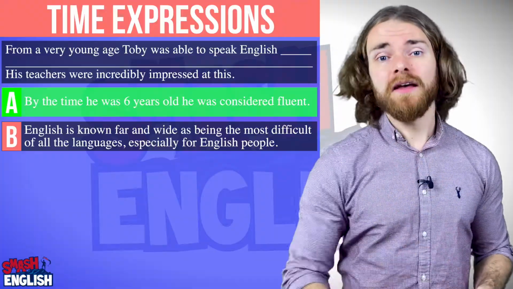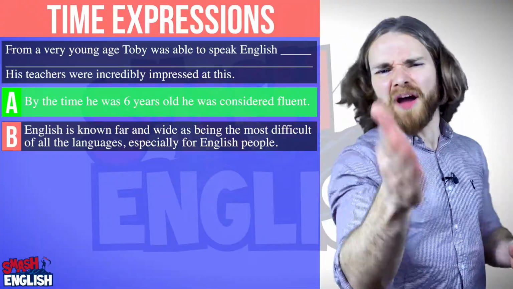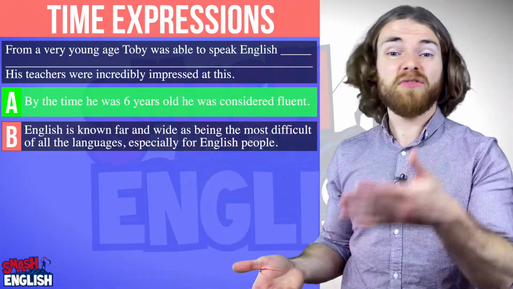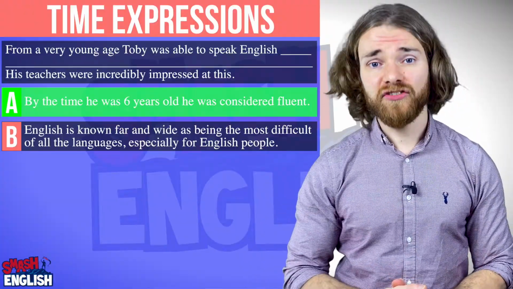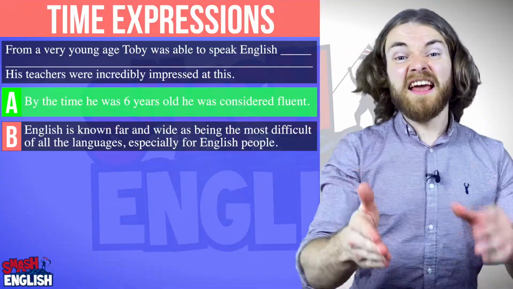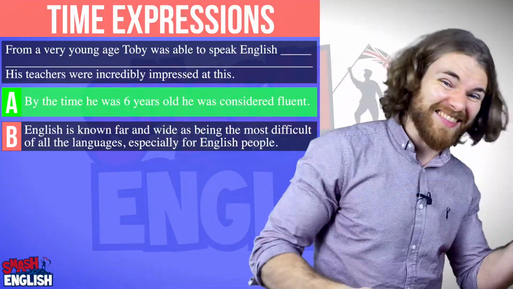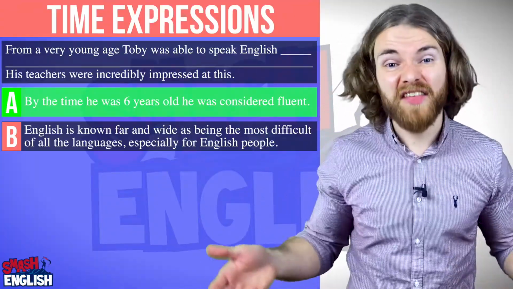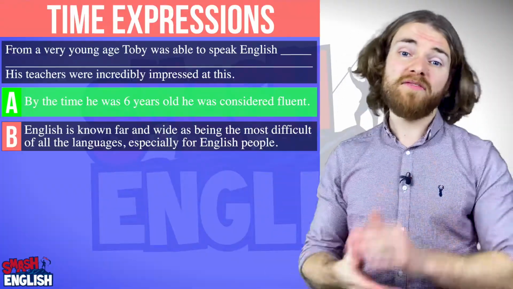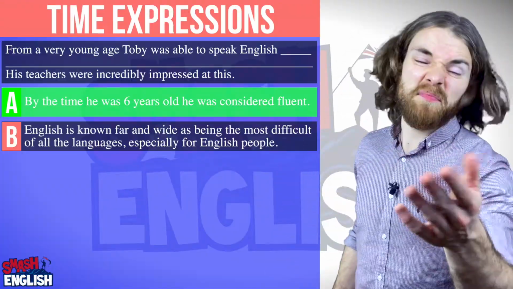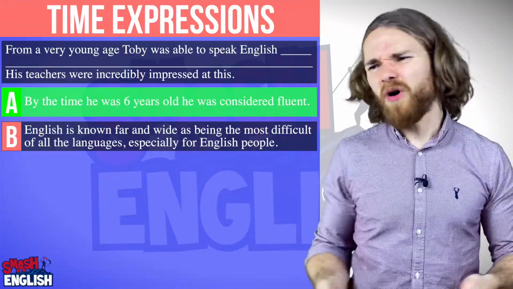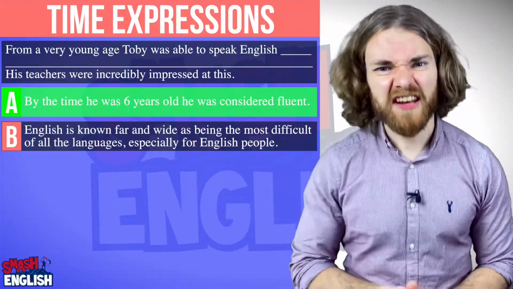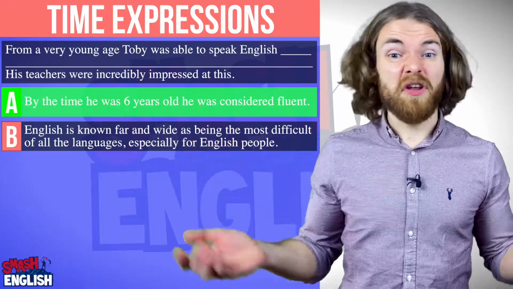However, A is better. This is because by the time he was 6 years old is a time expression that is connected to from a very young age. Furthermore, this, in his teachers were incredibly impressed at this, refers back to the fact that he was considered fluent from a very young age. This, in reference to B, would be the fact that English is very difficult, and why would teachers be impressed with the fact that English is difficult? I don't know, so no.